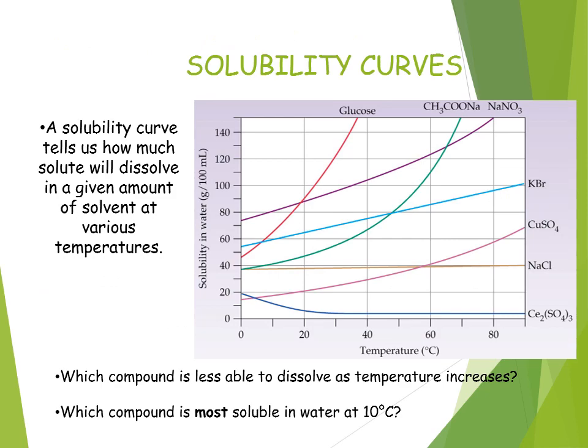So here's our solubility curve. It tells us how much of a solute will dissolve in a given amount of solvent at various temperatures. Here we can see multiple types of solutes. The majority of them here are, in fact, ionic compounds, being electrolytes. As we can see, some of these curves are more sloped than others, but in general there is a positive slope: as temperature increases, we increase the solubility.